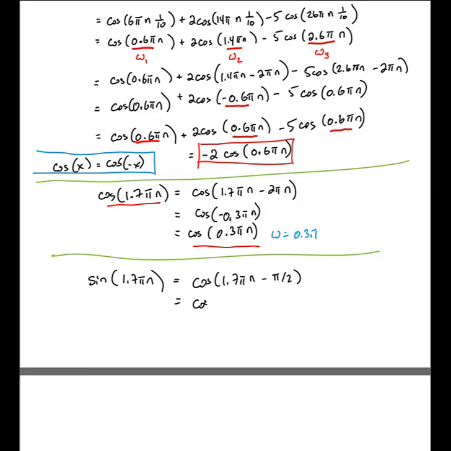That would be equal to cosine of 1.7 pi n. We could subtract any multiple of 2 pi n. Still have to carry over that pi over 2 part. That will give us eventually minus 0.3 pi n minus pi over 2. And now we can use the fact that cosine of x is equal to cosine of minus x to say that's equal to cosine of positive 0.3 pi n plus pi over 2. Does that answer it? Yes, sir, quite well. Okay. Any others?